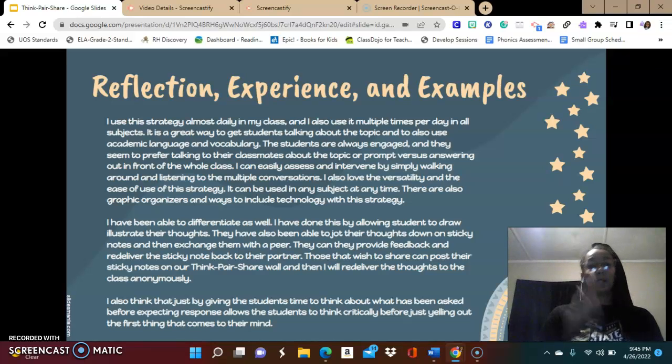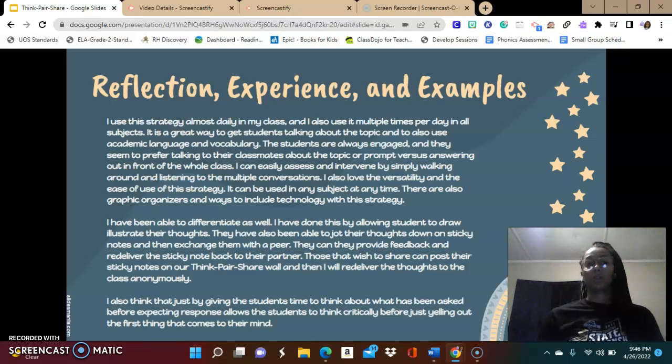I can easily assess and intervene by simply walking around and listening to the multiple conversations. It provides versatility and ease of use. It can be used in any subject at any time, and there are graphic organizers, which I used in my comparing settings lesson as well, that allow the students to think, pair, share first, and then verbally, and then provide a written response.